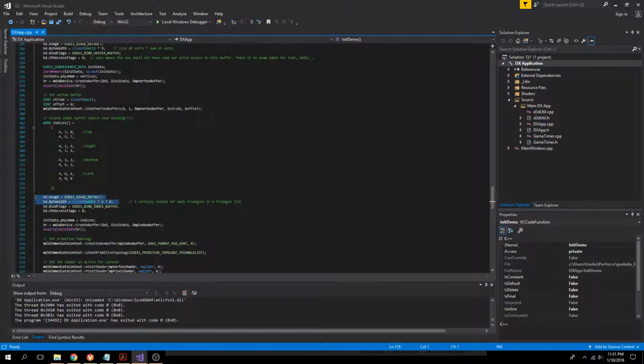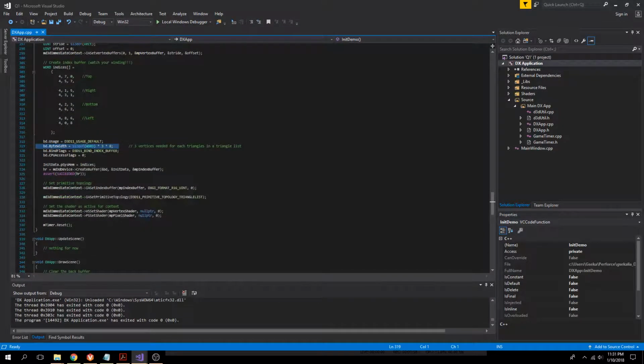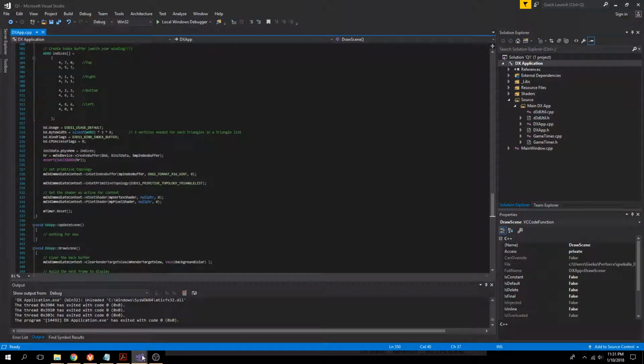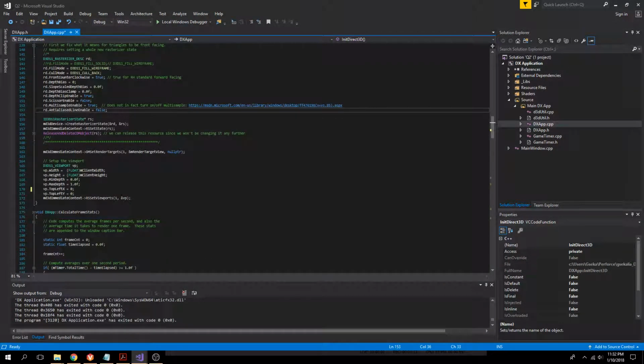I also had to change the byte width for this to account for all of the triangles. And then the last thing I had to change was the draw index to also be sized properly to draw all the triangles. So yeah, that's question one. Question two.